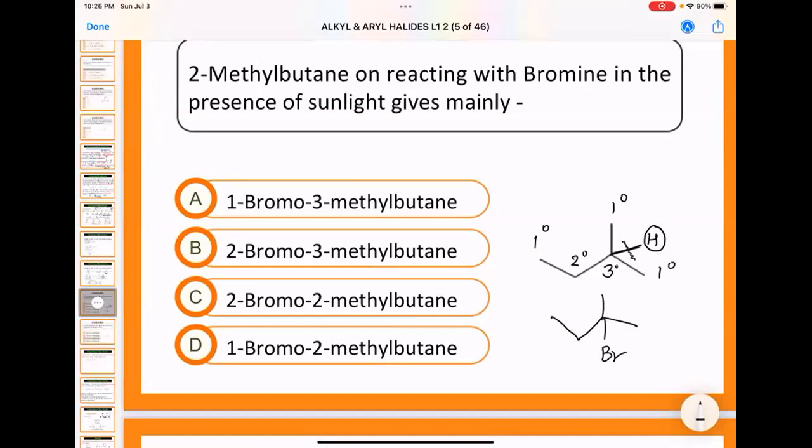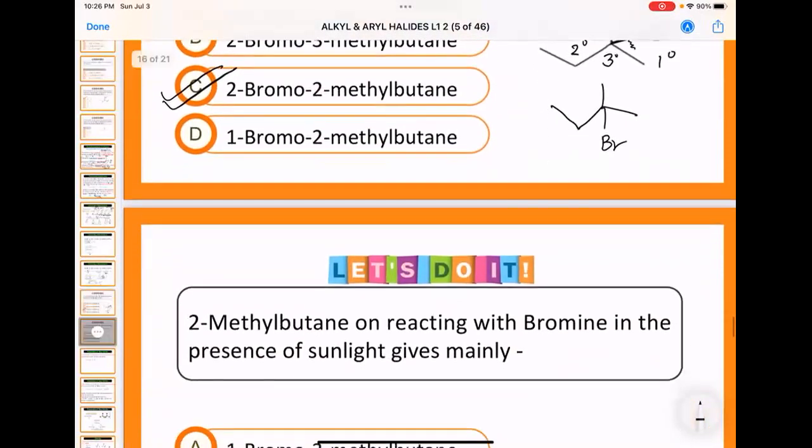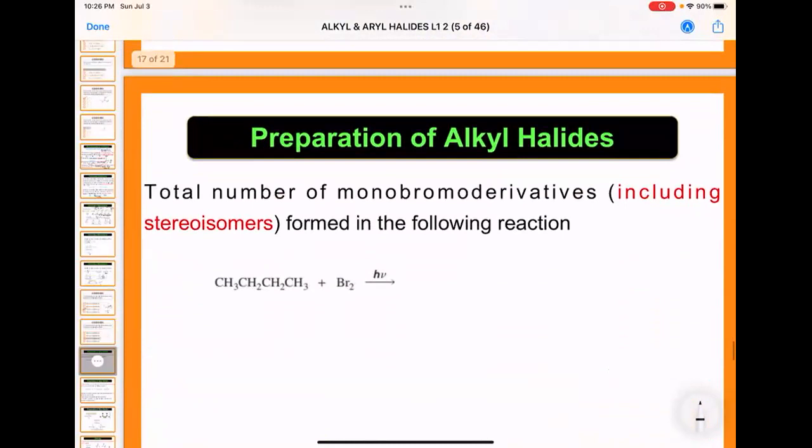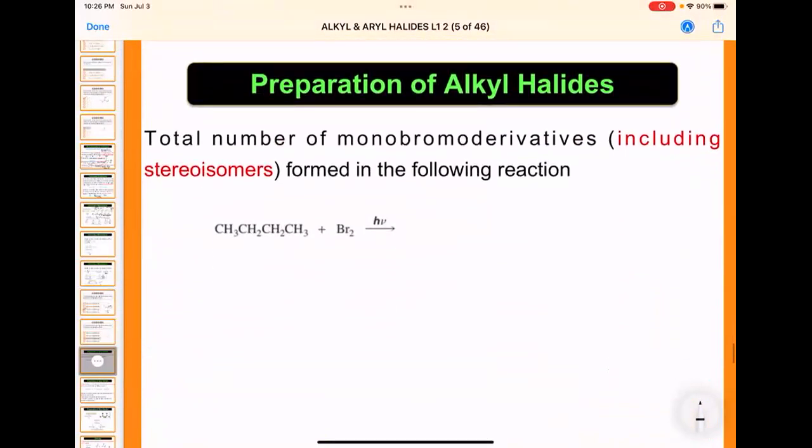It is 2-bromo-2-methylbutane. Right, this is going to be the answer. I hope it is clear to everyone. Yes, sir. Okay, so do check the answer, very, very important. This is the most common topic. It has been asked everywhere.